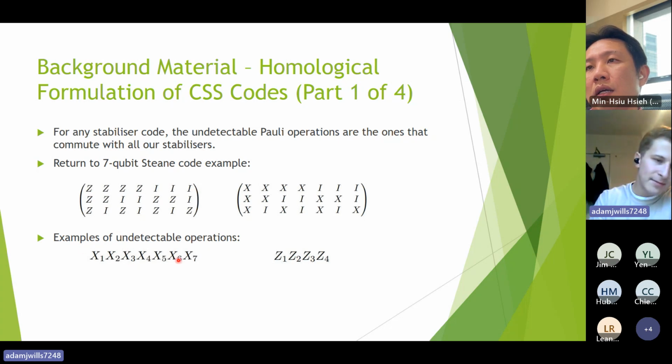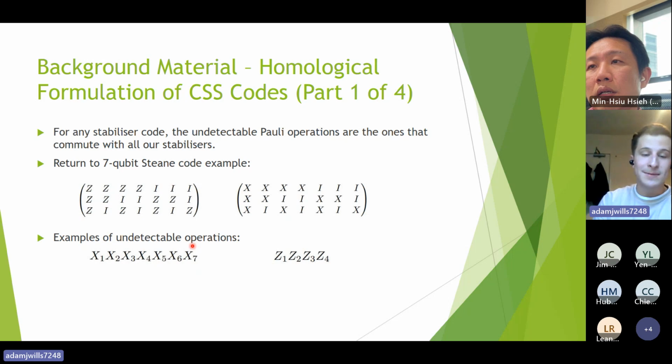Indeed, you can see that this commutes with all of the Z type stabilizers because it has an even overlap with each stabilizer. For example, it overlaps with the first one in the first 4 places, with the second one in the first, second, fifth, and sixth place, and with the third one in the first, third, fifth, and seventh place. Because the overlaps are of even size, you will get commutativity.